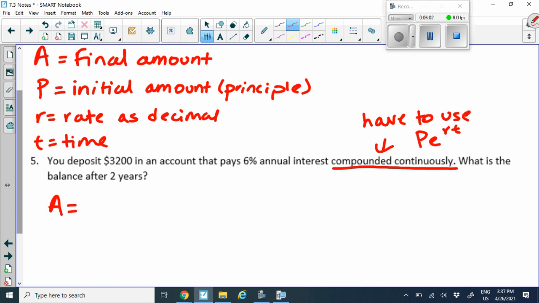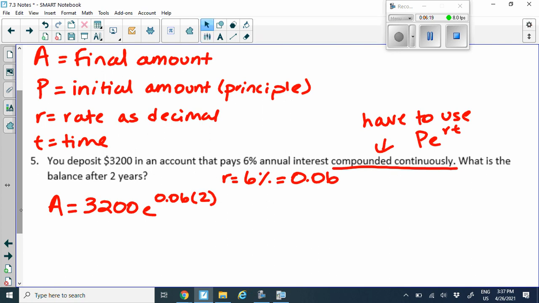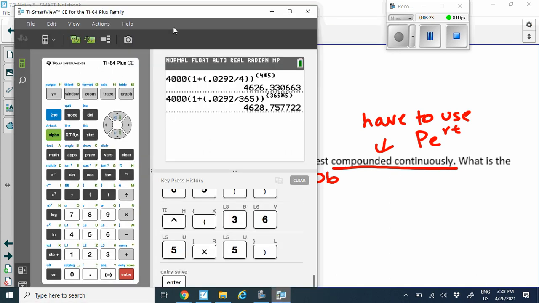So we have A equals, our initial amount is 3,200. We have E to the, our rate is 6%, but remember we have to change it to a decimal, so move that decimal 2 places to the left. And then times the time, which is 2 years. Now let's talk about how to plug this into my calculator.